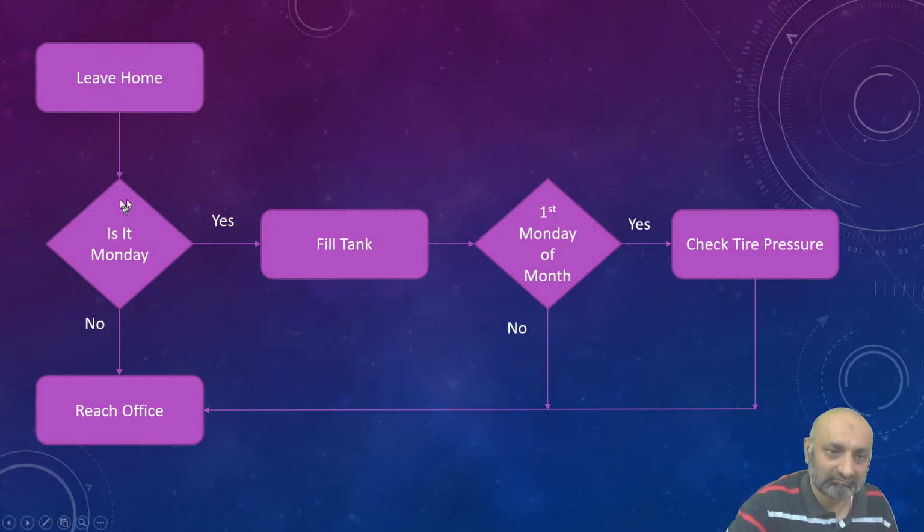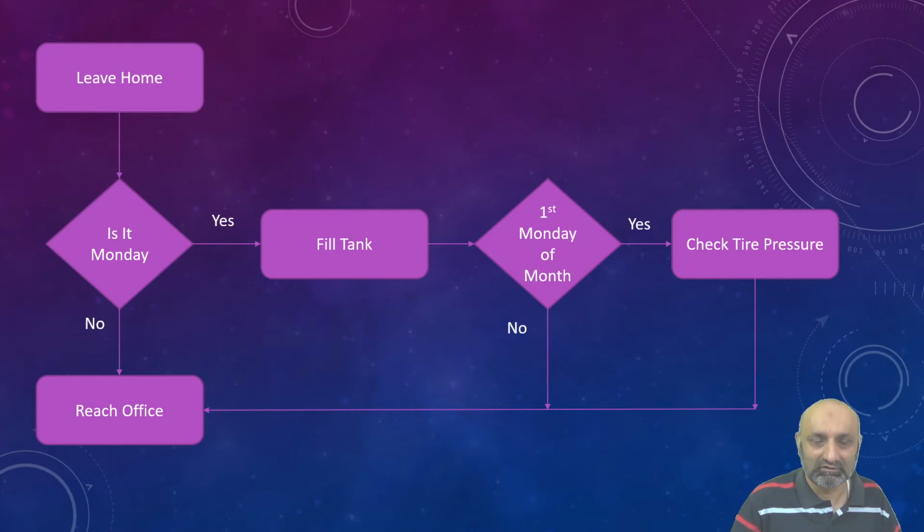So Mr. Ahmed leaves home. If it is Monday, yes, he fills up the tank. Is it the first Monday of the month? He goes for checking of tire pressure, and then he reaches office. If it is not Monday, he just goes directly to his office. Likewise, if it is not the first Monday, after filling the tank, he will go to his office. This was a simple flow of the case study I asked you to prepare.